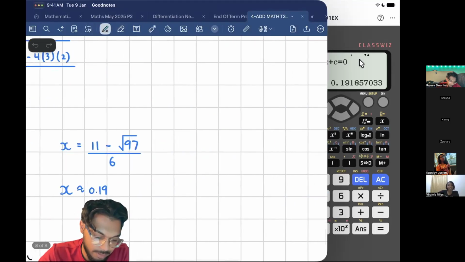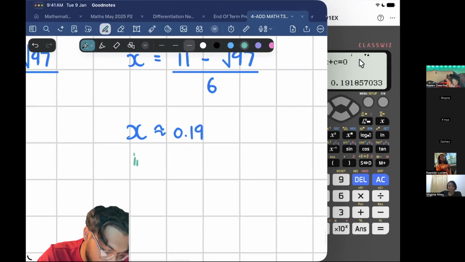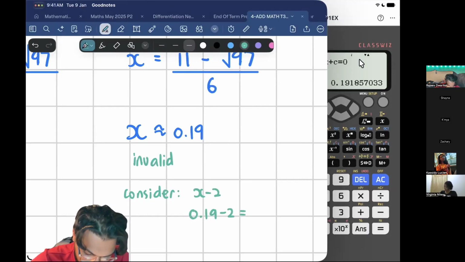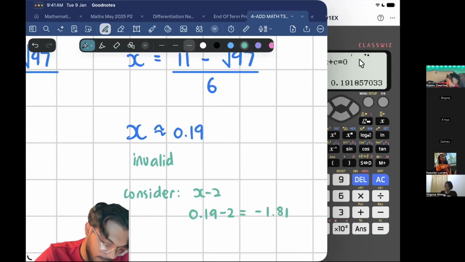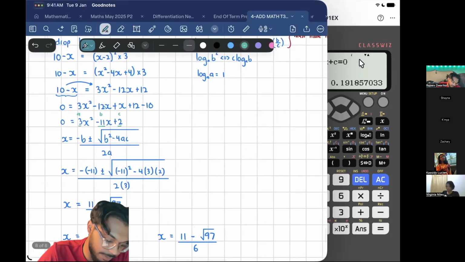I've seen this on your channel. Yeah, I mention this every single time I do logs, right? This is invalid, and you want to know why? Consider x minus 2. That would be 0.19 minus 2, which would give you minus 1.81, right? You can't find the log of a negative number, so that's invalid. The only valid solution is 3.47.